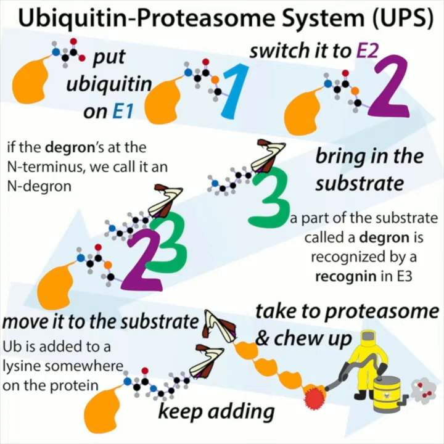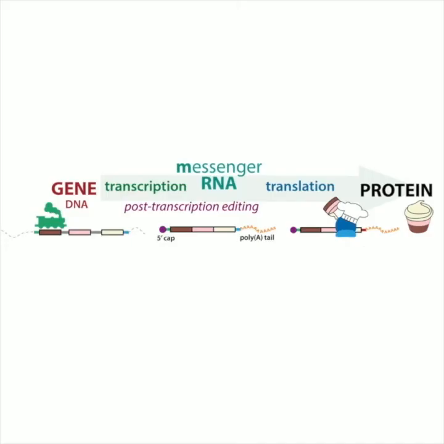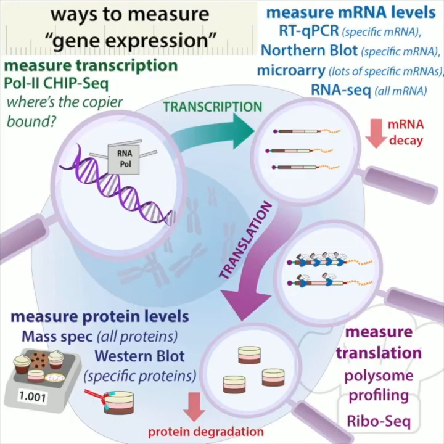So we have all these layers of regulation. And so when you go to measure protein expression, depending on which step you measure, you're going to see the effects of different things. The gene in DNA is transcribed into messenger RNA and translated into protein. So here's a basic overview of some of the ways that we can measure. We can measure at the transcriptional level, we can measure at the mRNA level, we can measure at the translational level, we can measure at the protein level.